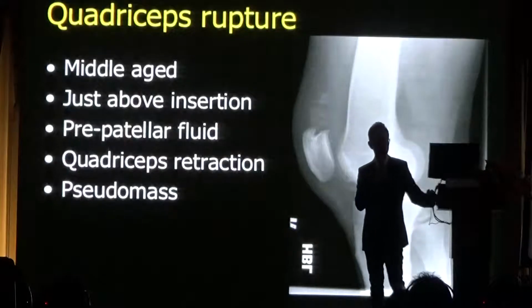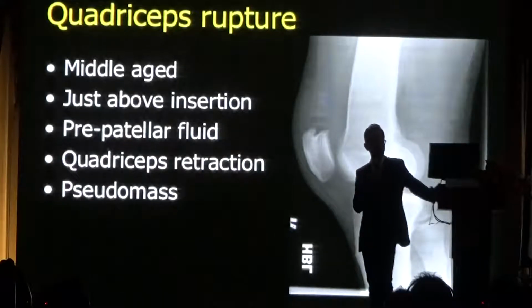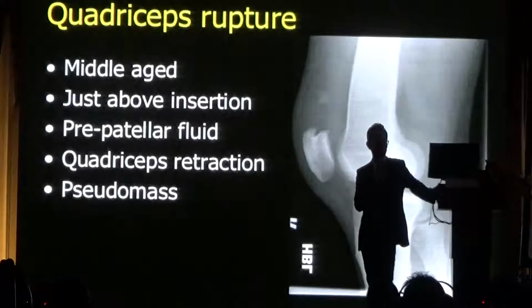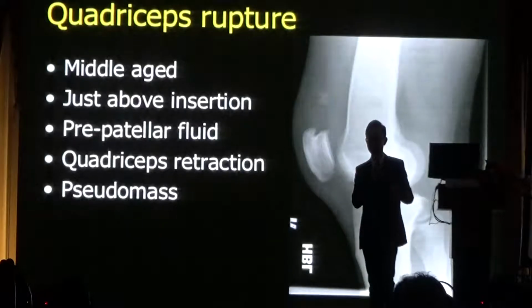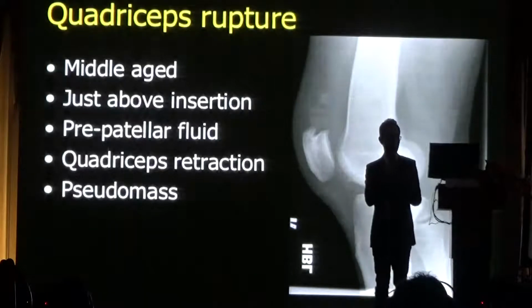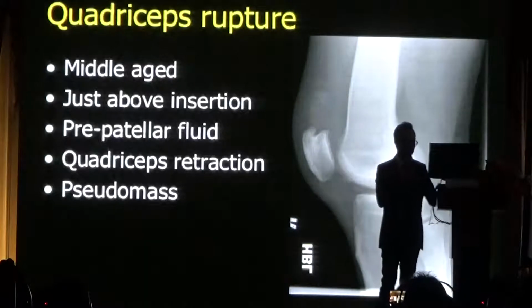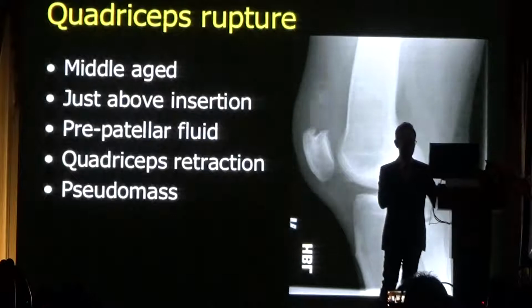With quadriceps tendon ruptures, typically it's a middle-aged patient, and it occurs just above the insertion onto the patella. And what you may see is fluid extending into the pre-patellar region, and there may be a small avulsion injury, like you can see in this case here with a small fragment.